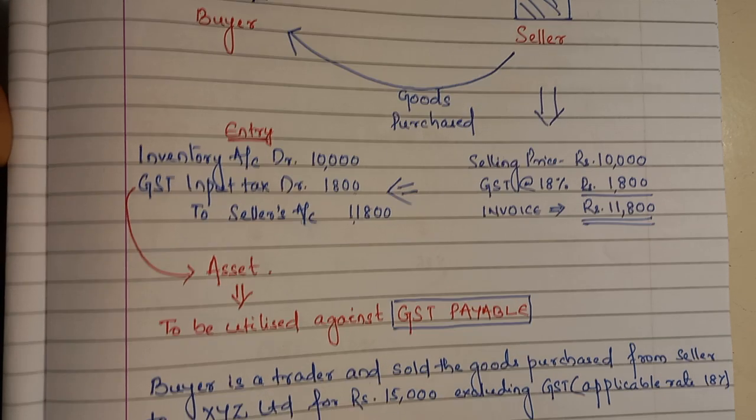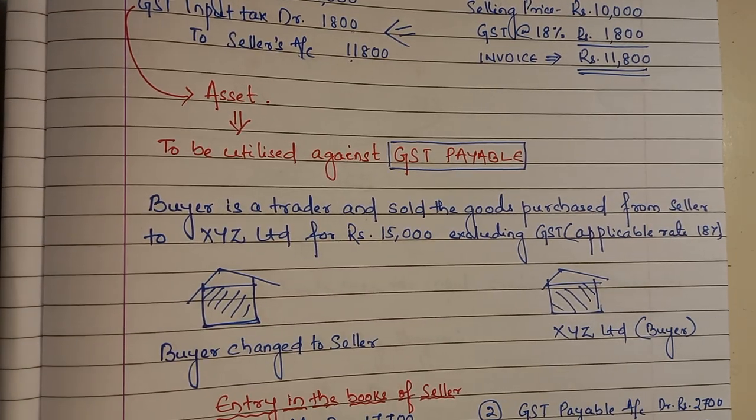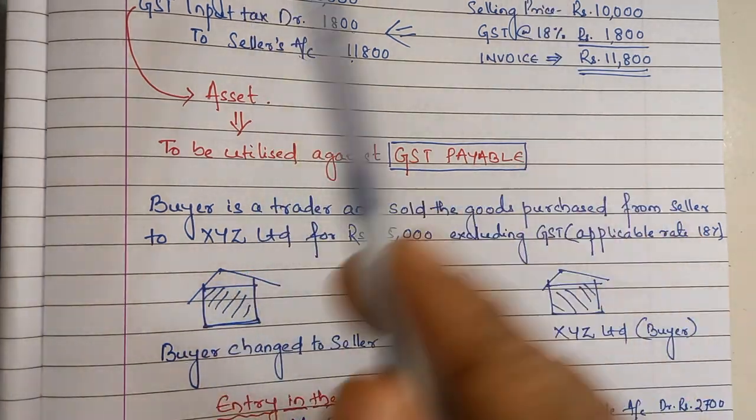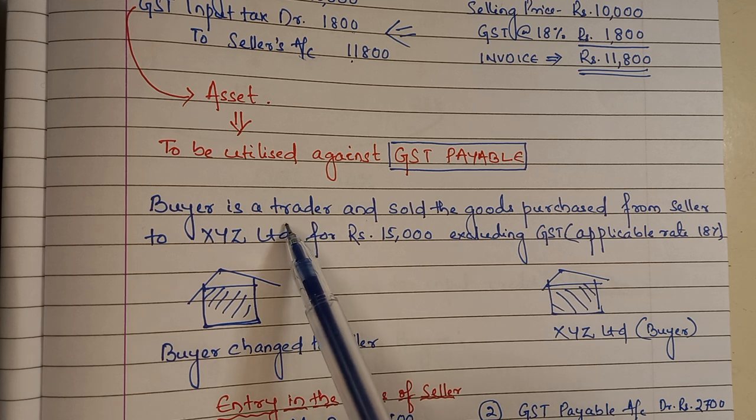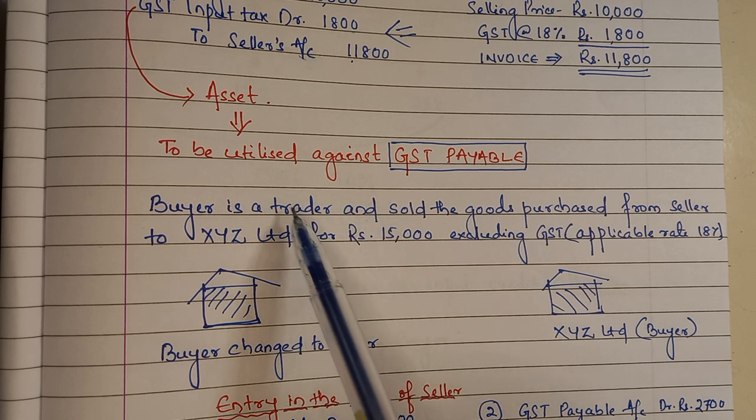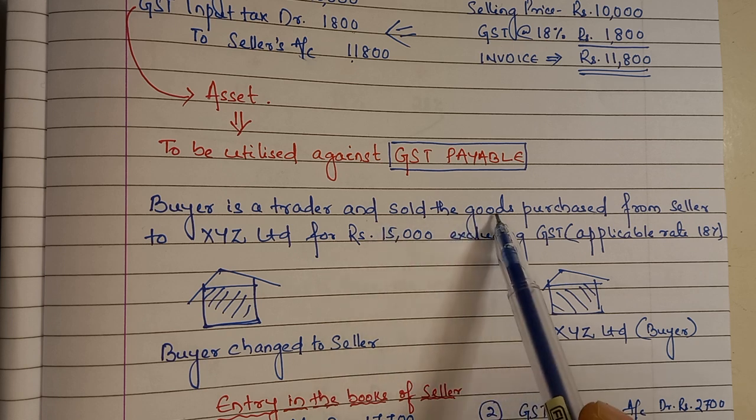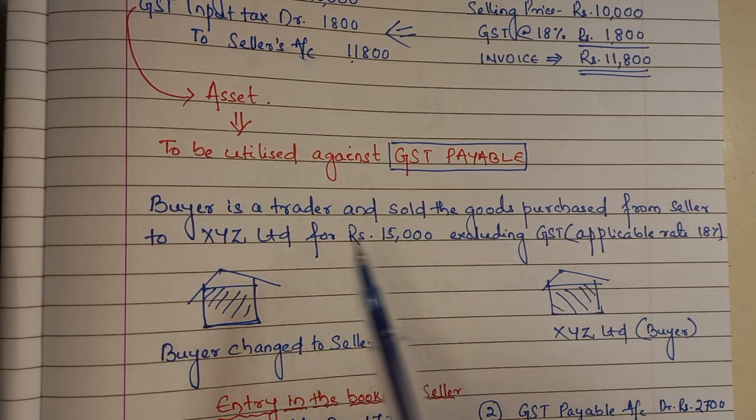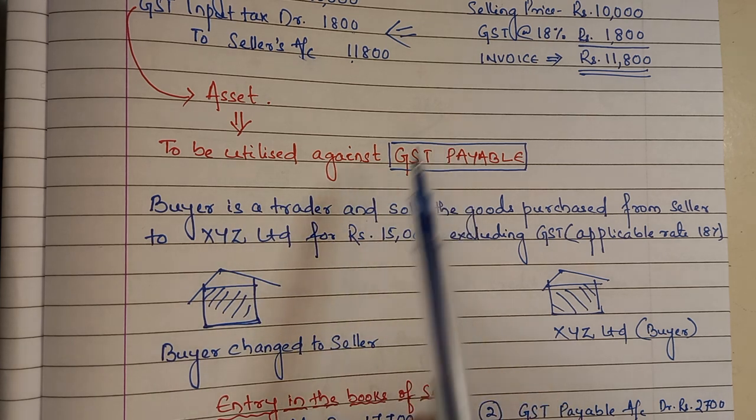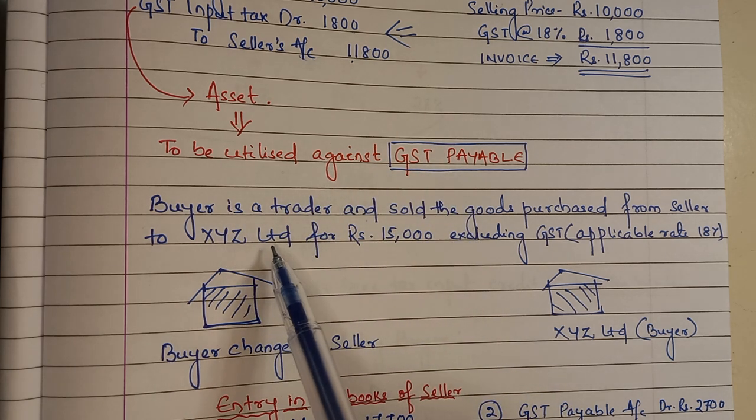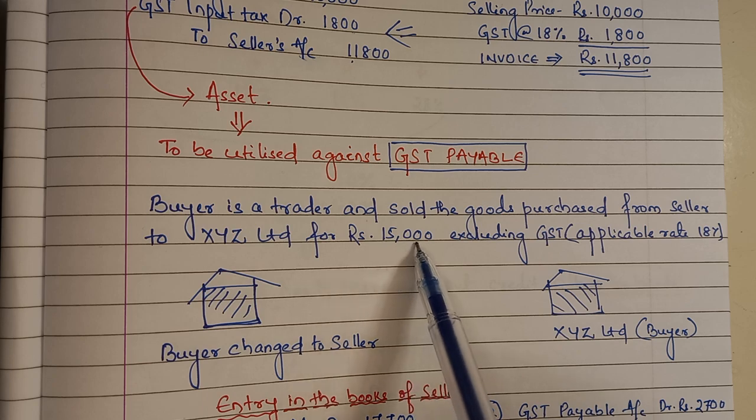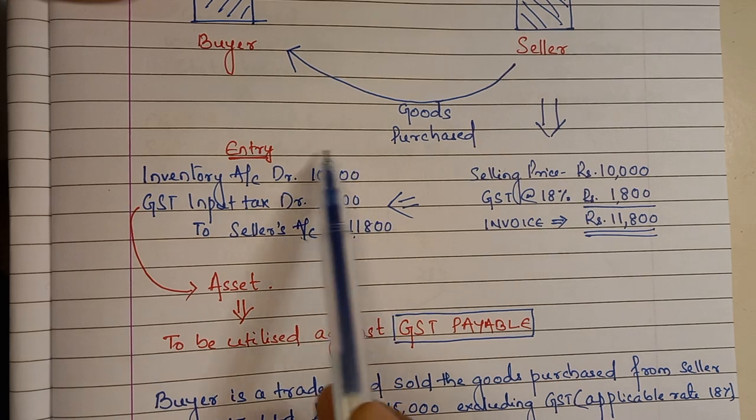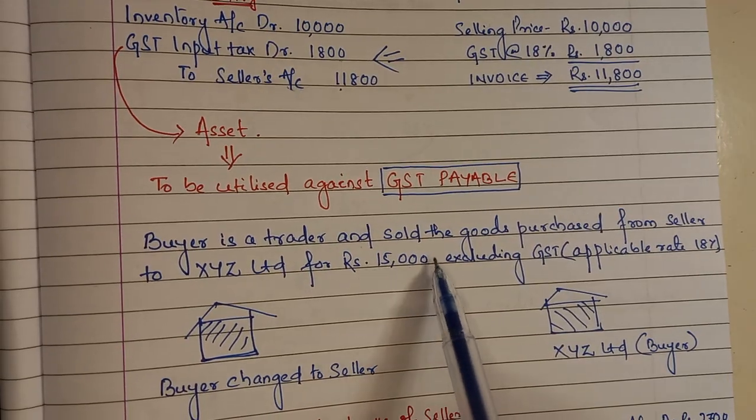We'll try to understand this through an example so that we have more clarity. The buyer is a trader. Trader means what? Buys goods and sells them in the market. No manufacturing, just buy and sell. The goods purchased from the seller were sold to XYZ Limited for rupees 15,000. So after buying these goods, the buyer sold all the items to XYZ Limited for 15,000 rupees. And at what price did he buy? He bought at 10,000 rupees. And at what price is he selling? At 15,000 rupees.